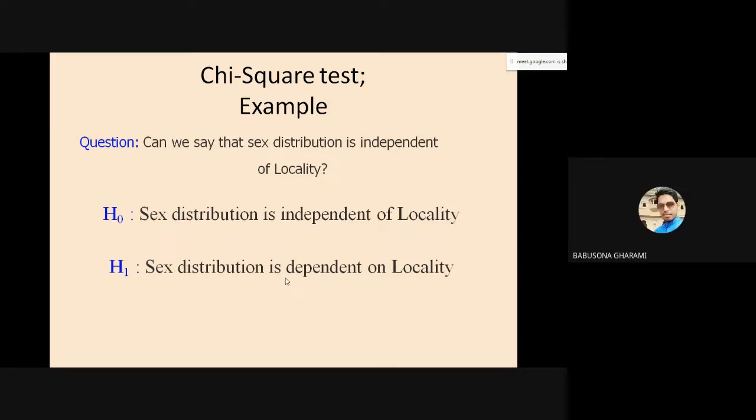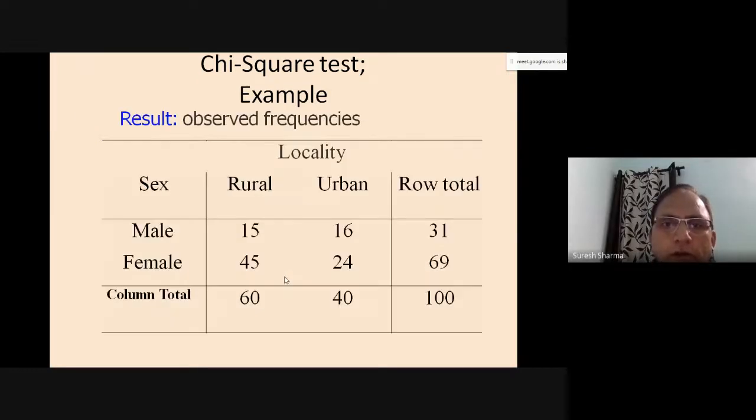Okay. So how to test this? It is very simple. These are observed frequencies from the data of 100. How to compute the expected frequencies is very simple. For example, I want to compute expected of 15. Then look at this row total, look at the column total, divide by the overall total. So expected for 15 will be 60 into 31 divided by 100. I'll get expected for this.